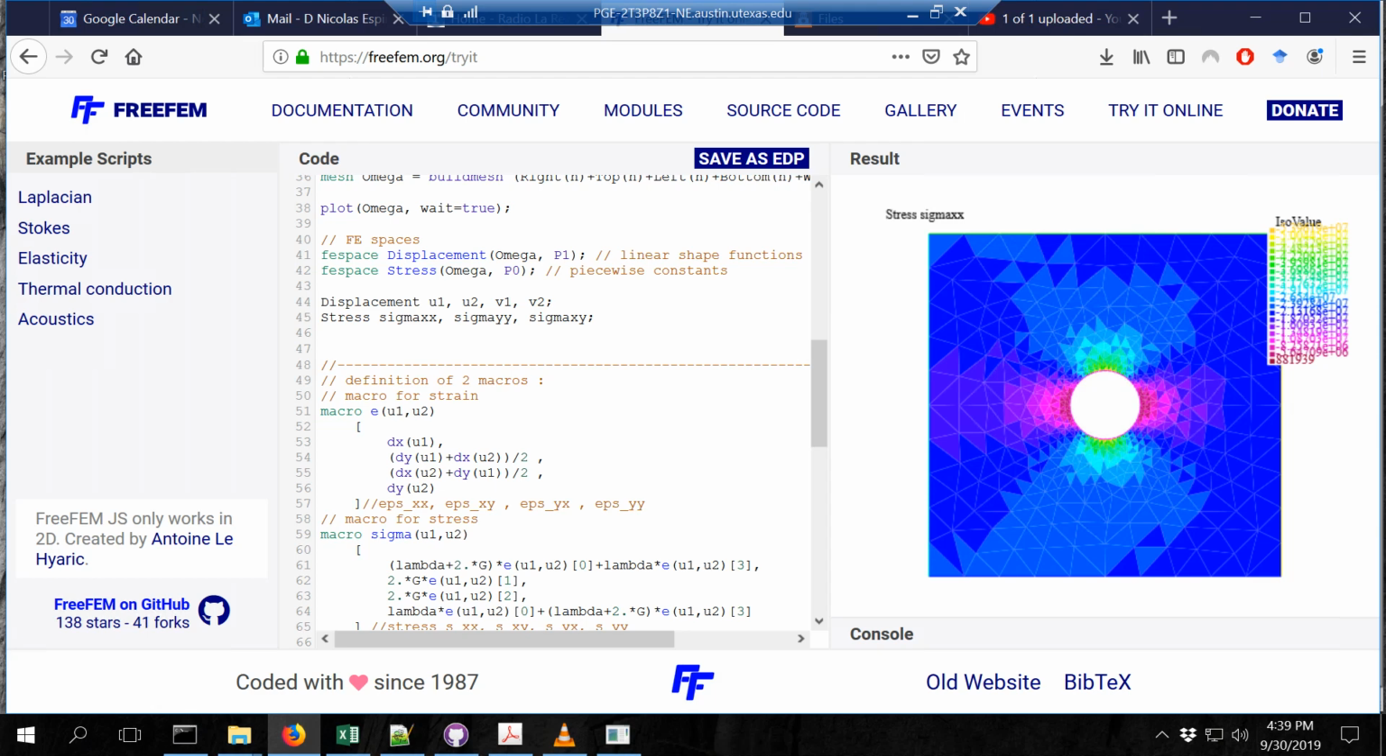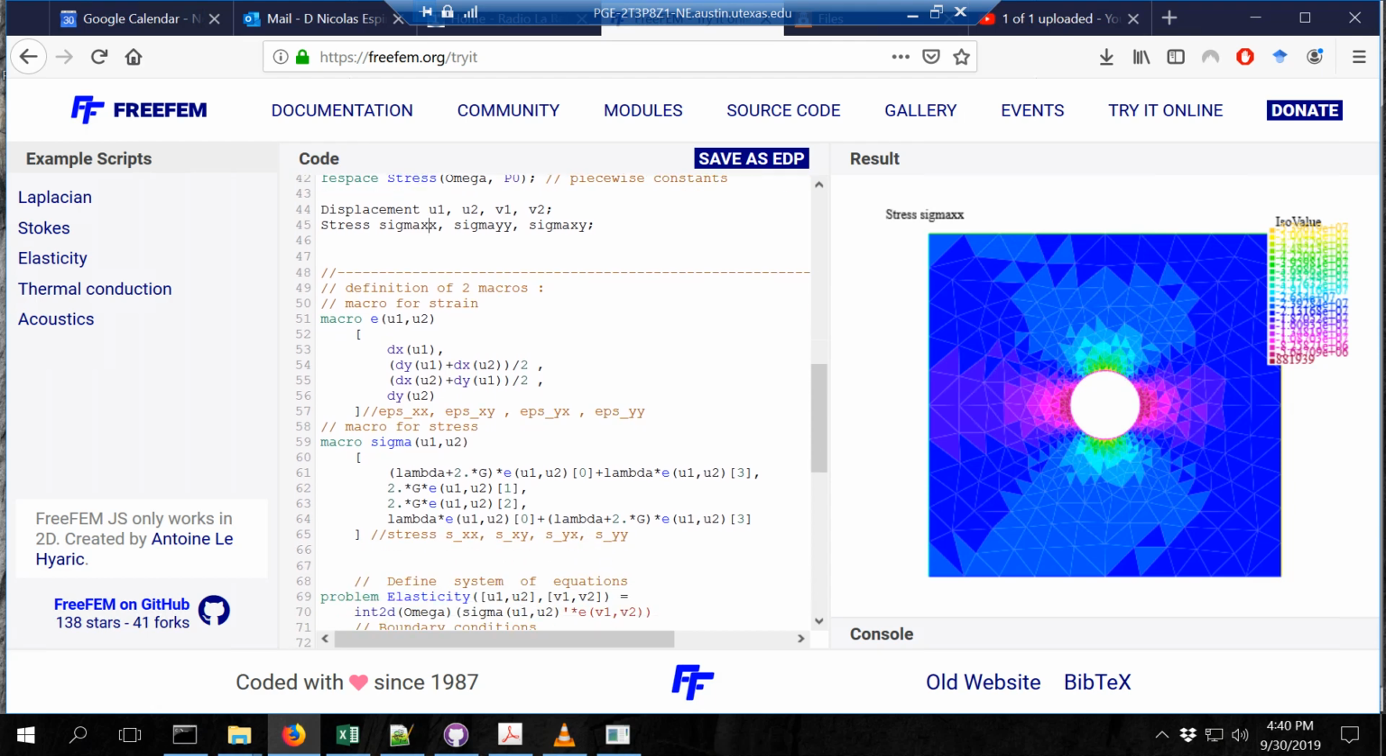And in addition to that, I define these finite spaces. You don't have to define them again, but I'm just telling you what's going on over here. We're going to have displacement in direction 1, displacement in direction 2. U are the real displacements, V are the virtual displacements. And then we have the stresses, sigma xx, sigma yy, and sigma xy. So far, we're just defining variables.